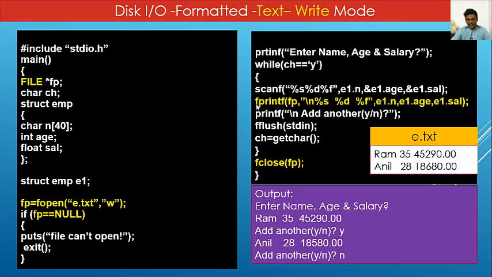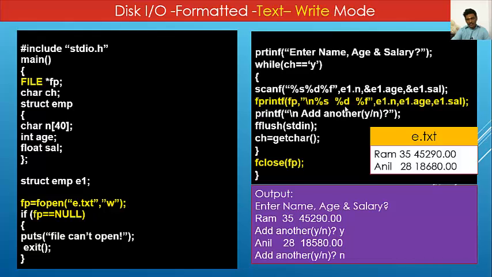Here we use the fprintf function. The fprintf function helps to store data into a text file. Fprintf is used to write data into a text file. It stores all kinds of data types, because formatted mode deals with all data types. Fprintf is a formatted text write function.